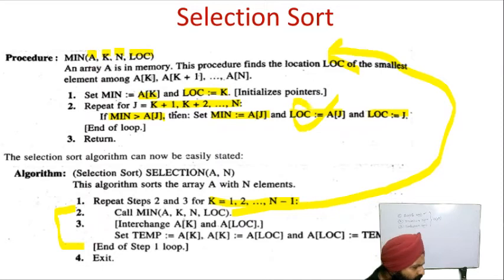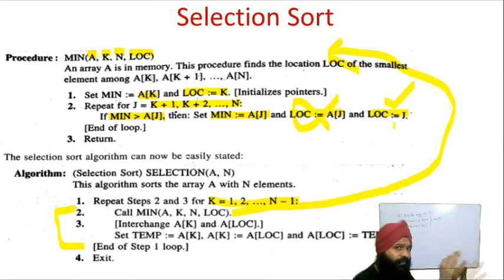I think this algorithm is having some trouble. So here we are going to return the location J. So I have predicted the location where the minimum value is. Okay. So now this is going to return me this location. Okay. So now interchanging A of K with the location which we found previously.